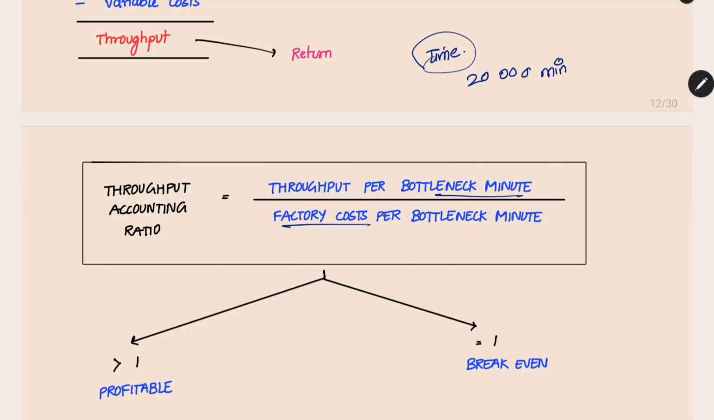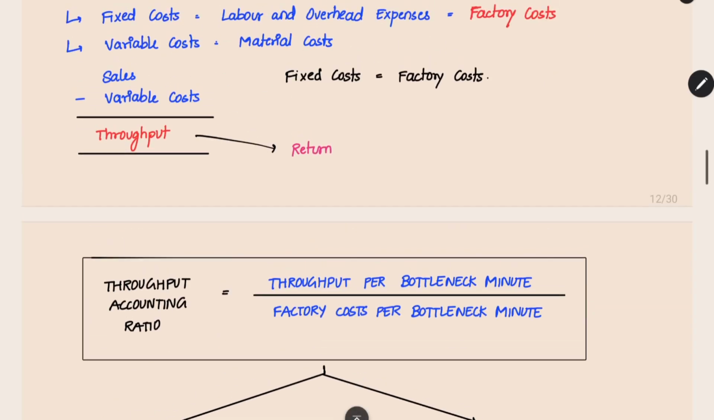And then factory cost and throughput. Throughput, you can find easily by reducing the variable cost from the sales. Factory cost will also be given directly in the question. Factory cost is equal to 10 lakh. Like that, some value will be given in the question. Now, the bottleneck minutes will be given. You have to find the throughput divided by bottleneck minute, and you will get the numerator. You have to find the factory cost divided by the bottleneck minute, and you will get the denominator. Now, dividing these two, you will get the throughput accounting ratio.